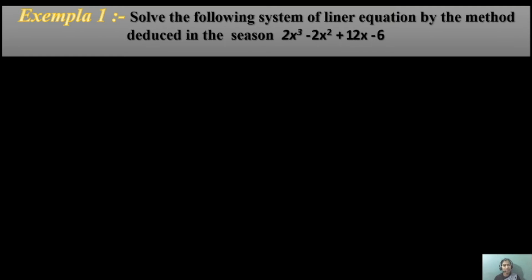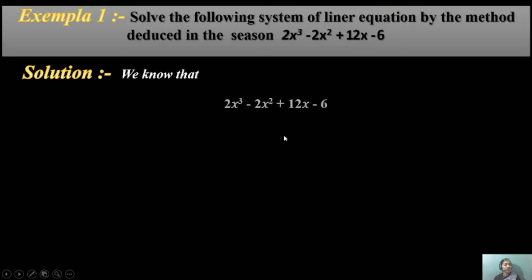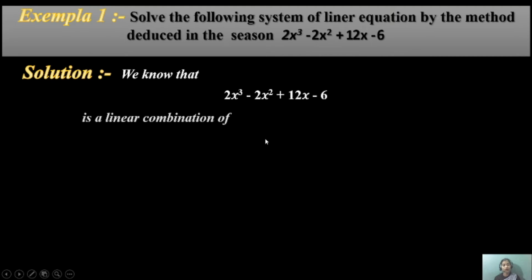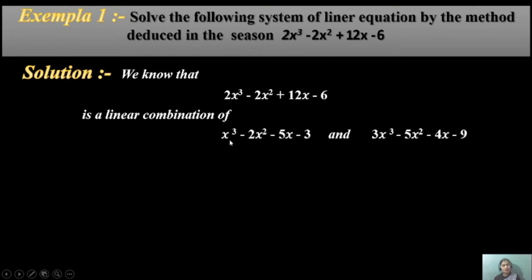Let us start with the first example, solving a linear equation by the method of deduction. Is 2x cube minus 2x square plus 12x minus 6 a linear combination of x cube minus 2x square minus 5x minus 3 and 3x cube minus 5x square minus 4x minus 6?